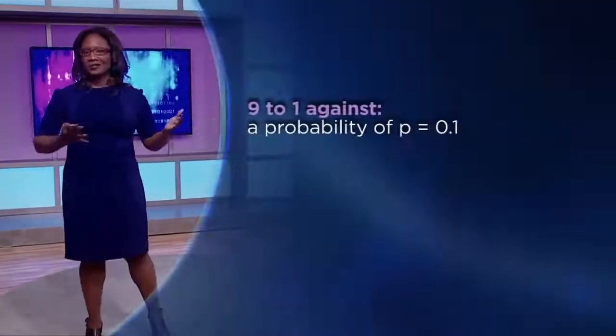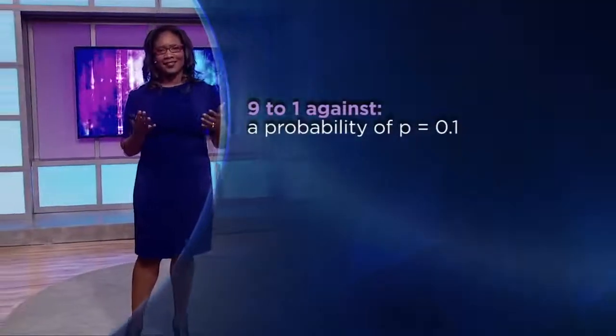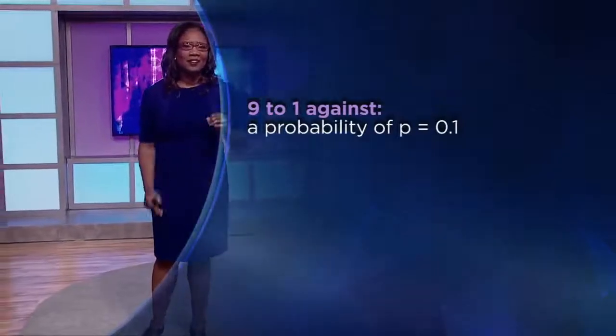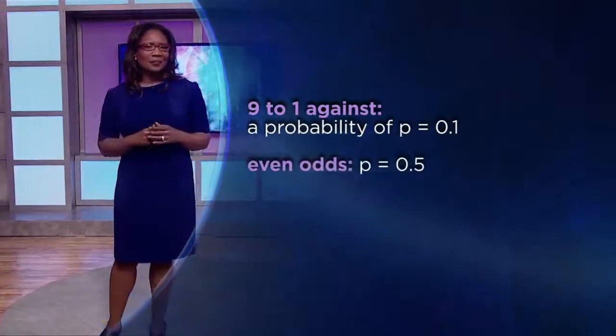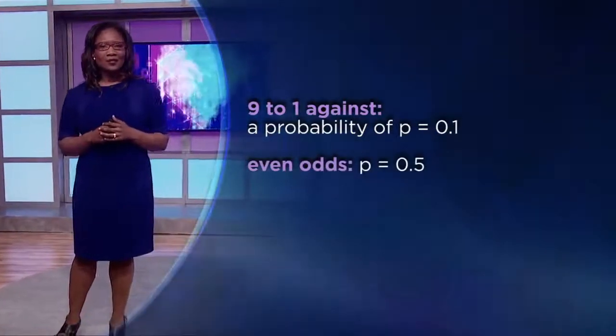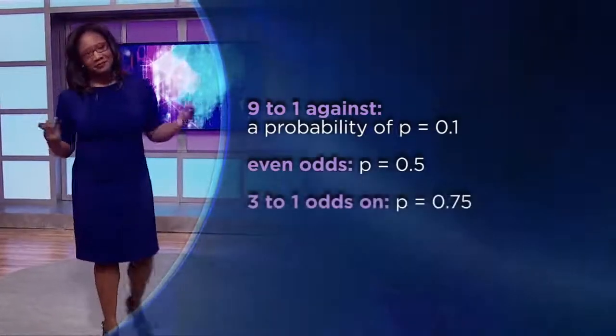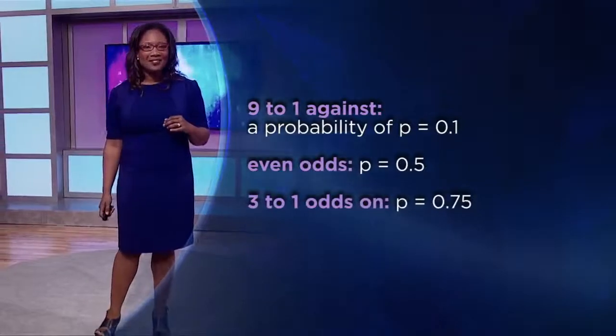Now, odds are commonly used in gambling, right? Especially with horse racing. There's a 9 to 1 against, right? That means we have a probability of 0.1. Or if there's even odds, that's a probability of 0.5. Or 3 to 1 on, probability of 0.75. So we may have heard this terminology used quite frequently. Well, we're now going to apply it to statistical models.